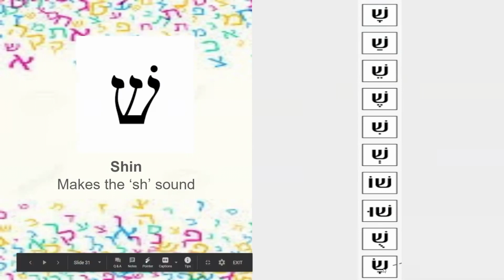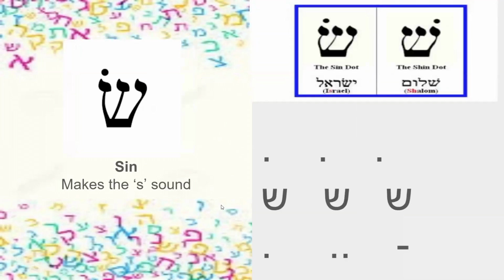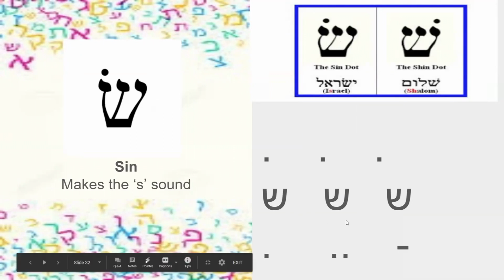Sorry, I have a sin here at the bottom. So this one right here, that's a sin. When you see the dot on the other side, that will be sa. Okay? So sin makes the S sound. Here's the difference with shin and sin. Shin for shalom and sin for Yisrael. Practicing sin with our vowels. Si, se, sa.